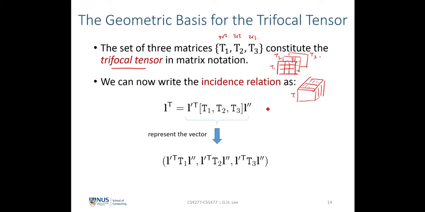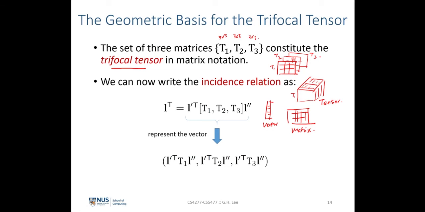In comparison, if I have just n by 1 dimension, I call this a vector. If I have two dimensions, I call this a matrix. Now what we have here is three dimensions, so this becomes a tensor. Hence, we call this set of three matrices the trifocal tensor. It is trifocal because it is used to relate the incidence relation between three image views. Because it is a 3-dimensional matrix, the formal term would be a tensor, hence we call the whole thing a trifocal tensor.